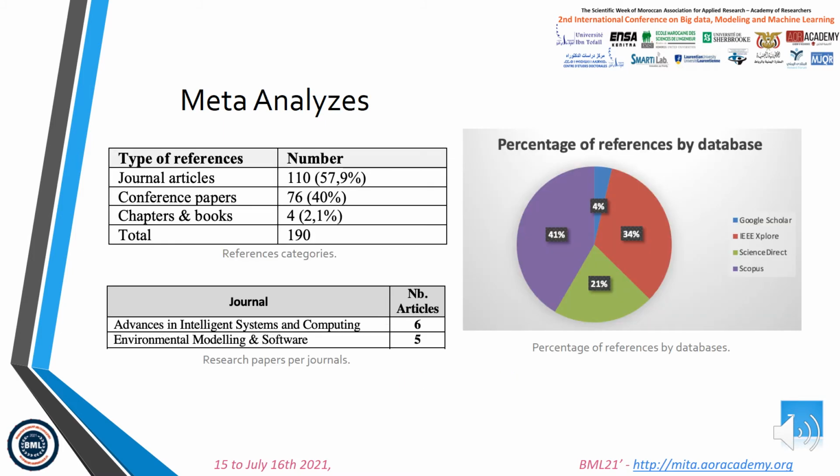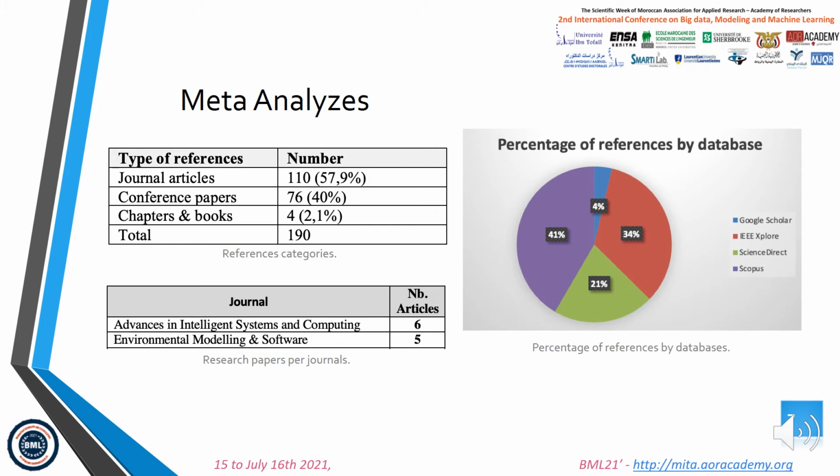So let's go to the meta-analysis of our results. As shown on the slide, we have the table of reference categories, and we can see that we have 110 journal articles, 76 conference papers, and only 4 chapters and books, a total of 190 documents. For the journal sources of our articles, we notice that we have 6 articles from the Advances in Intelligent Systems and Computing journal, and 5 articles from the Environmental Modelling and Software journal.